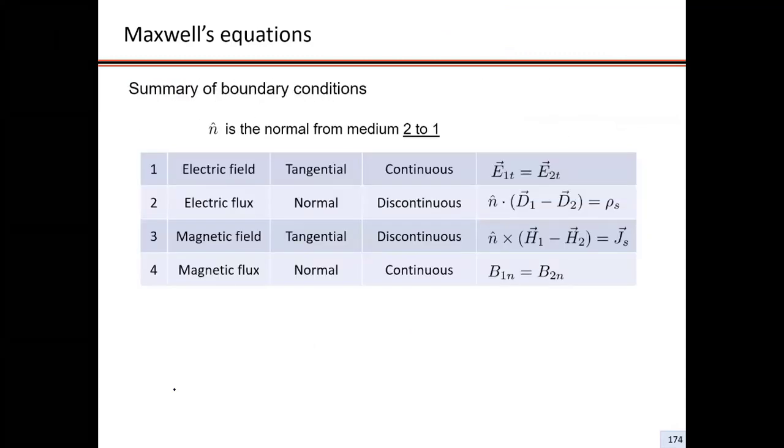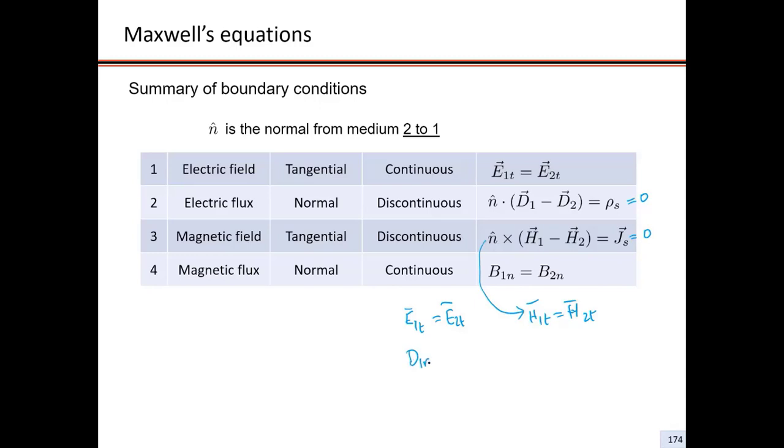So if you were to summarize all four, for this module, this Js is equal to 0. The four conditions you have are E1T is equal to E2T, your H1T is equal to H2T, which is what this guy turns out to be. Then you have D1N is equal to D2N, which is what this guy is going to be. And you have B1N is equal to B2N. This is what this guy is going to be.